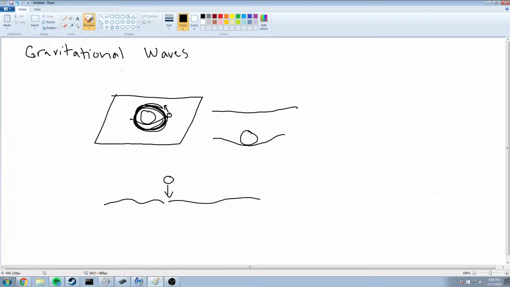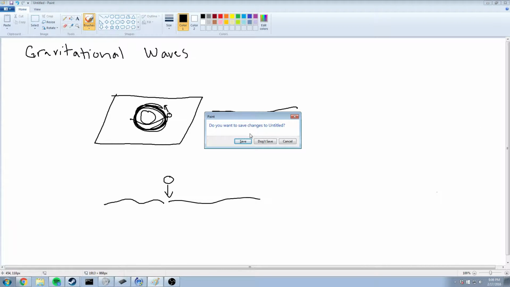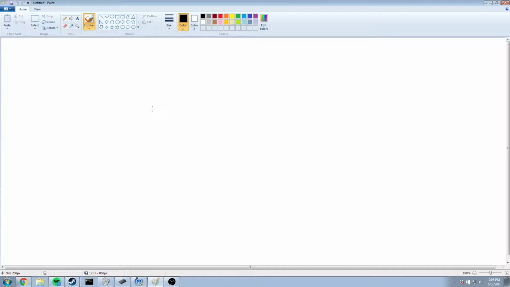So how would a gravitational wave be caused? Well, the one that was recently discovered was caused by two big old black holes being merged.